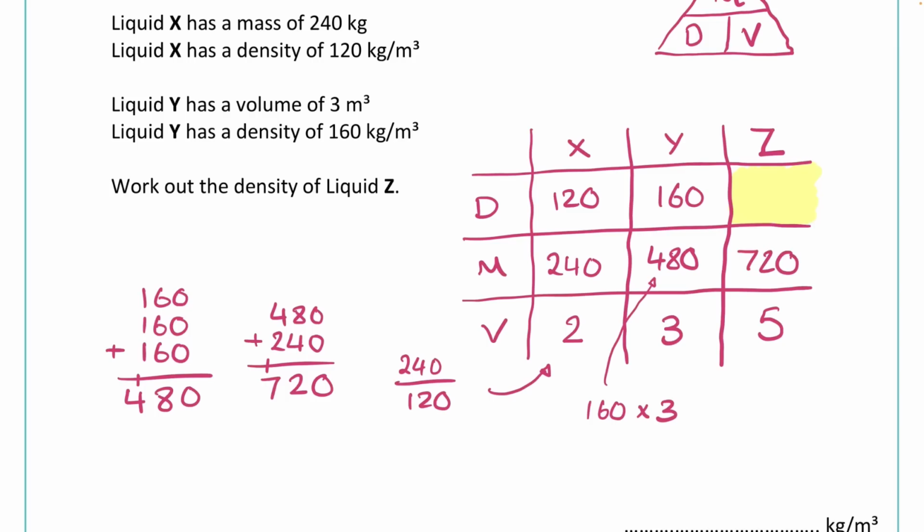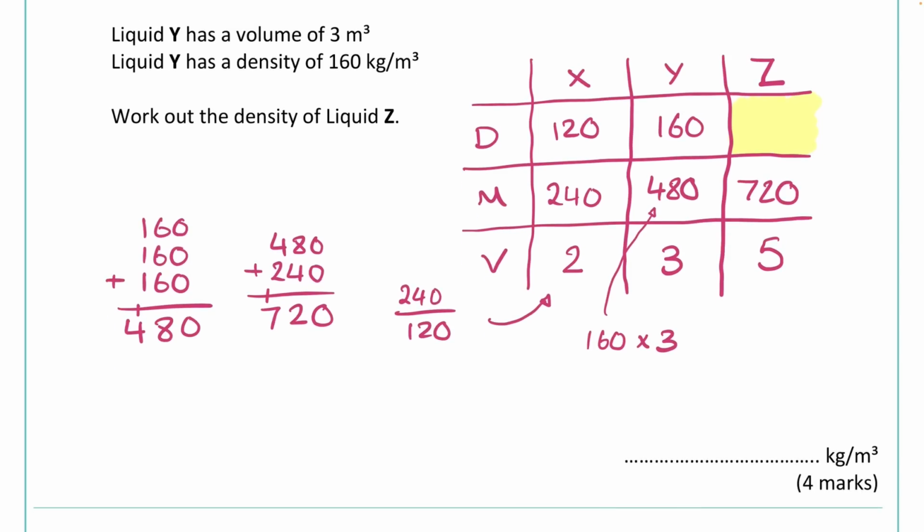And now I can actually finish this question off and I can work out the density, because density is equal to mass divided by volume. So we have 720, the overall mass, divided by the overall volume of 5. 5 goes into 7 once, remainder 2. Goes into 22 4 times, remainder 2. And then it goes into 20 4 times. So our density is 144, and that is in kilograms per metre cubed in this question. So there we go, 144. The units are on the dotted line there, so I just need to write the 144.